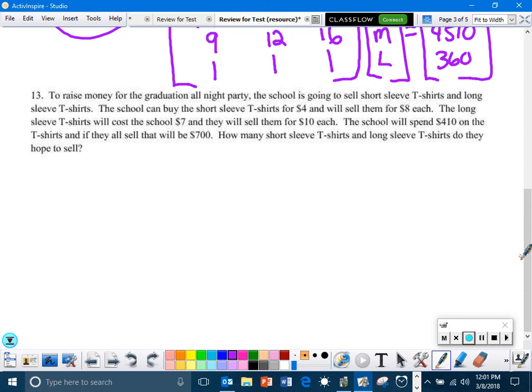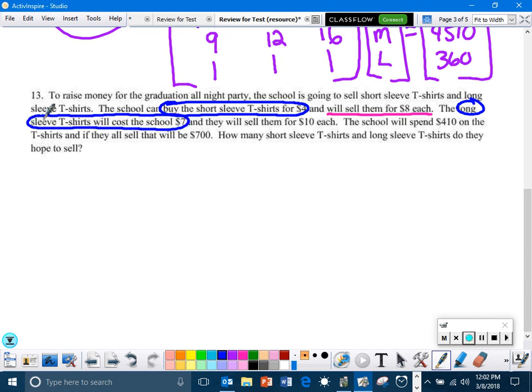To raise money for graduation all-night party, the school is going to sell. Okay, here we go again. So I'm going to use blue. Okay, they sell long sleeve and short sleeve t-shirts. The school can buy the short sleeves for $4, and they sell them for $8. The long sleeves cost them $7, and they can sell them for $10. The school will spend that much getting the t-shirts, but then they're going to sell them for that.